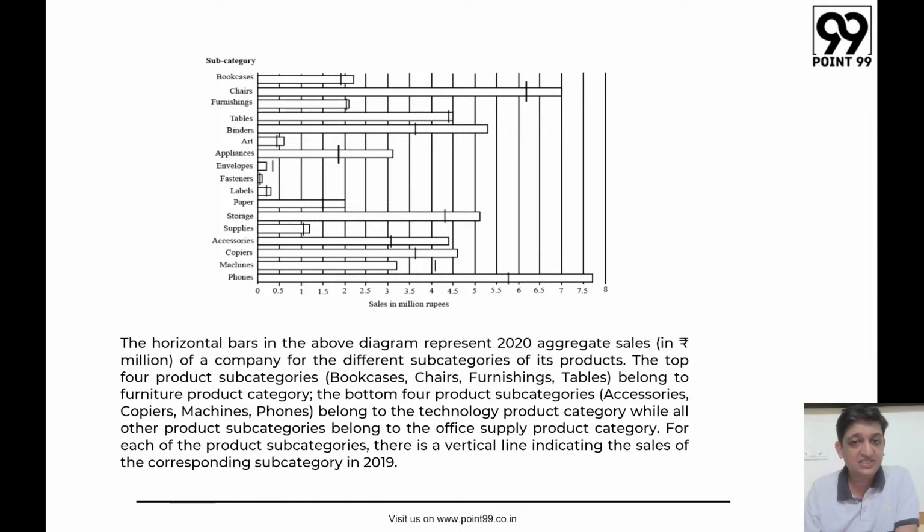Now, the horizontal bars in the above diagram, so this diagram that is there, represent 2020 aggregate sales. So the horizontal bars, these bars in full, this one, represent 2020 aggregate sales in million rupees, of a company for different subcategories of its products. The top 4 subcategories, bookcases, chairs, furnishings and tables, these four belong to the furniture category. So these four together make furniture.